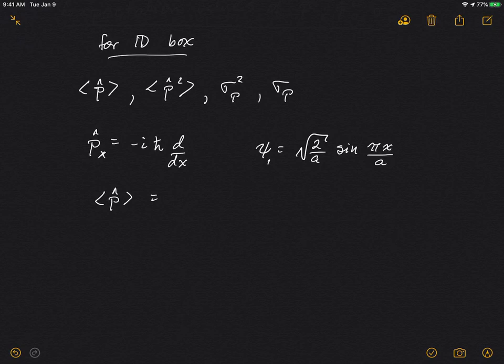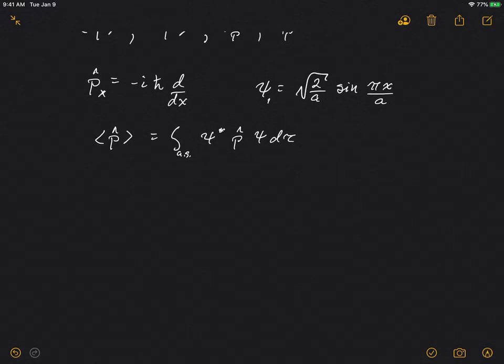So our average value of momentum is going to be equal to the integral over all space of psi star p psi d tau. For the particulars of this case, we're talking about this psi 1, and we'll plug in our differential representation of the momentum operator. First of all, we're going to have 2 copies of psi 1, so we get square root of 2 over a times square root of 2 over a, which gives us a 2 over a that we put out front of our integral.